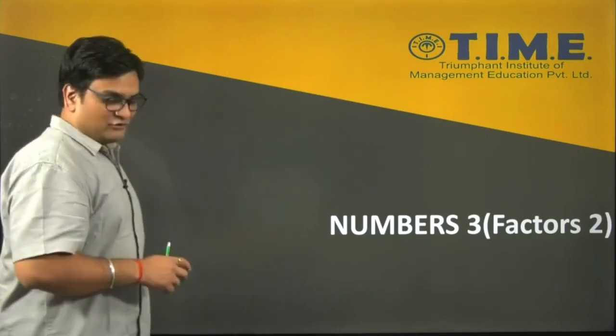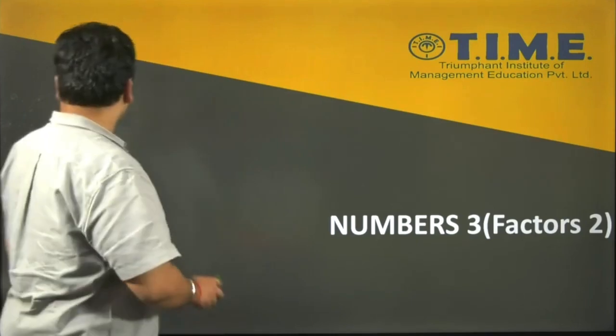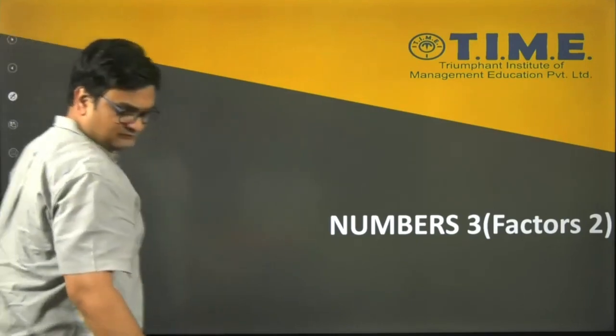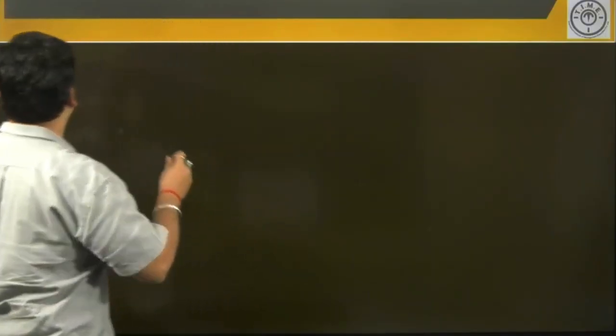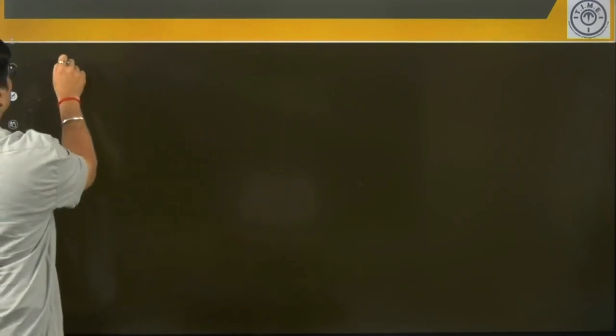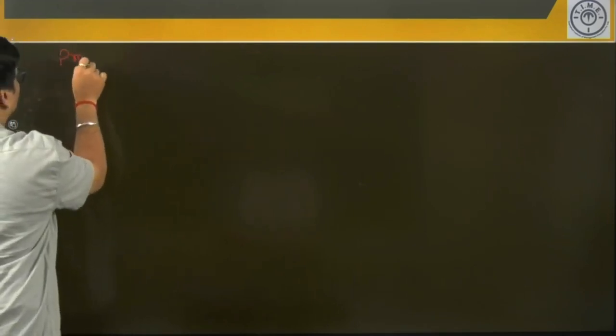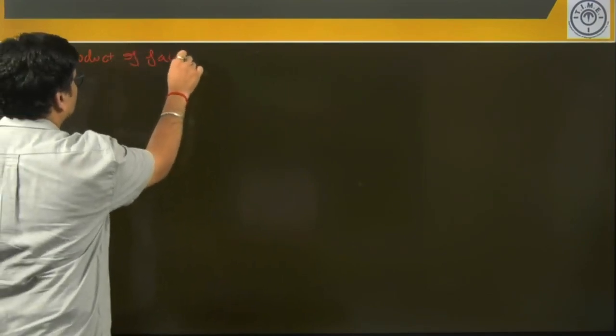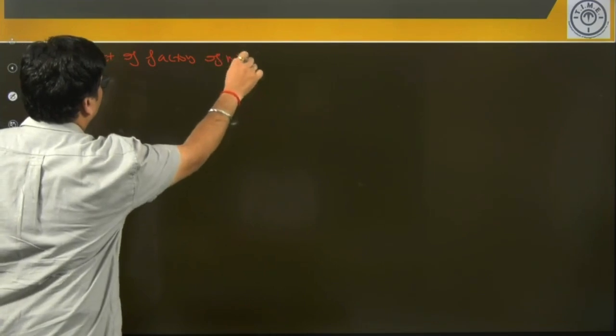Let's get started with today's class. In today's class, we'll look at a few more points pertaining to factors. Like in the previous class we have seen the number of factors and the number of ways. Let's now look at the next point, which is how can we find the product of factors of a given number n.